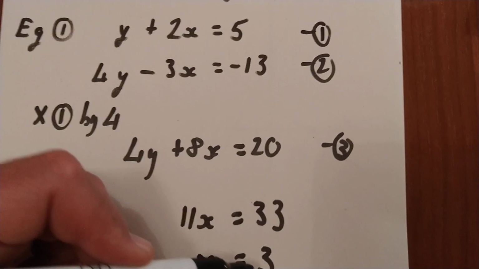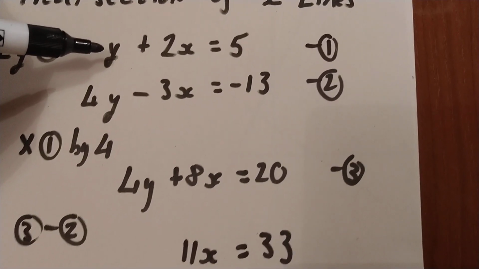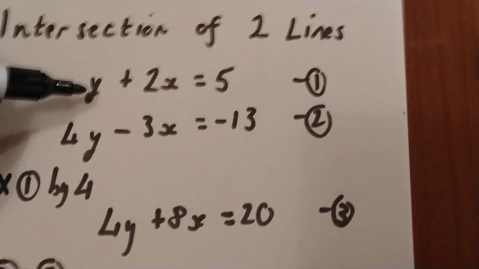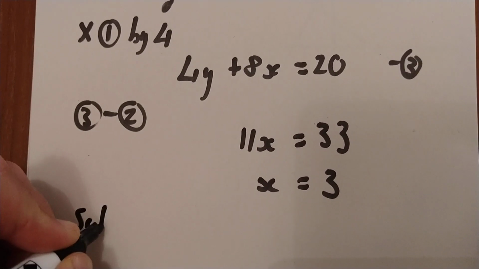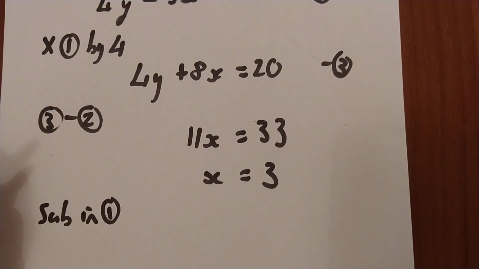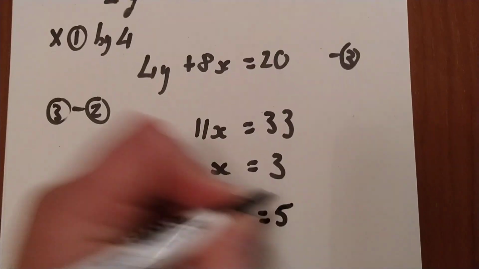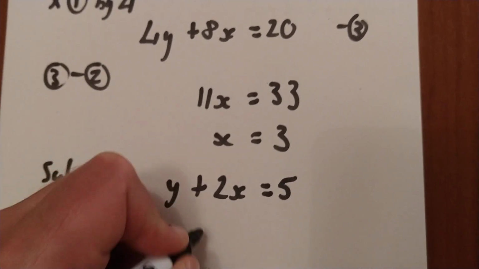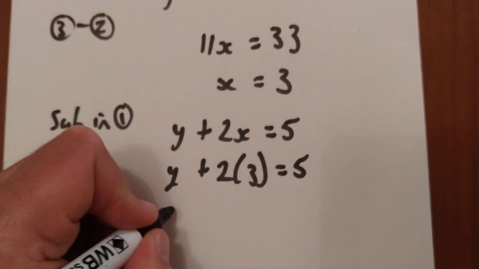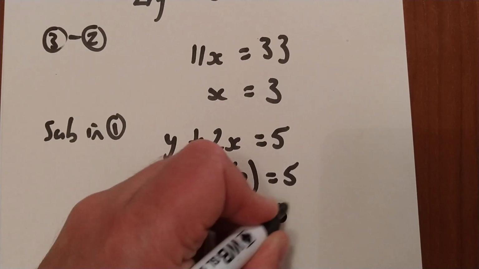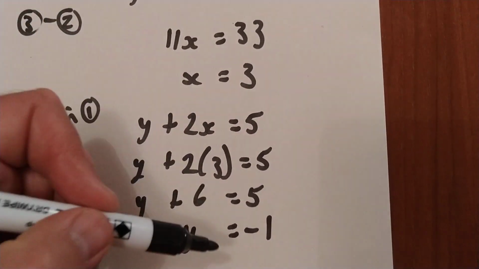So I'm going to go to the simpler of the equations at the beginning. I've got a choice between 1, 2, and 3, but equation 1 has probably got the simplest numbers in. So I'm going to substitute in my solution that x is 3. Rewrite equation 1: y plus 2x equals 5. Plug in my 3. y plus 2 lots of 3 equals 5. y plus 6 equals 5. Take away 6 from both sides. y equals negative 1.